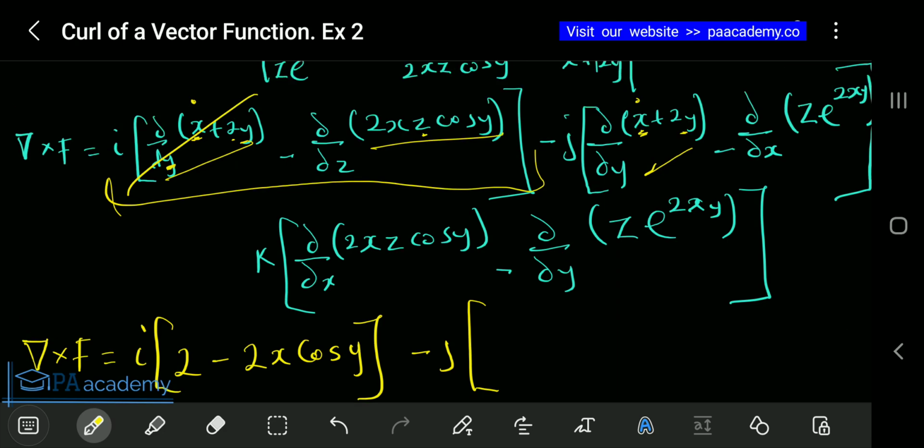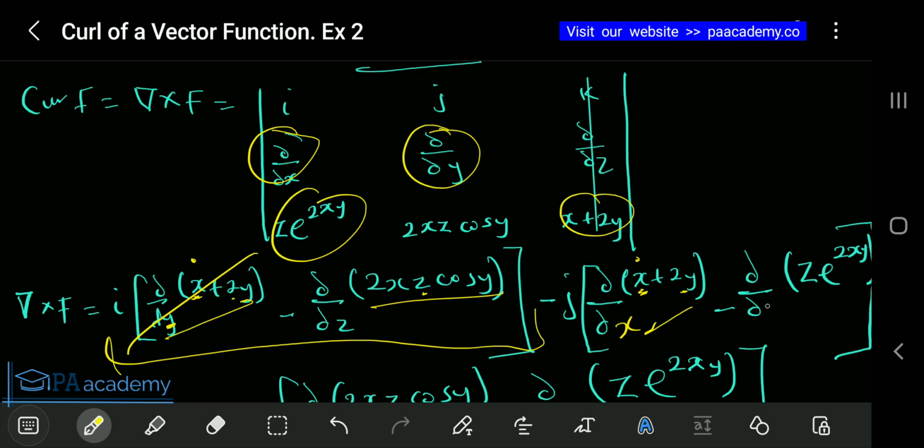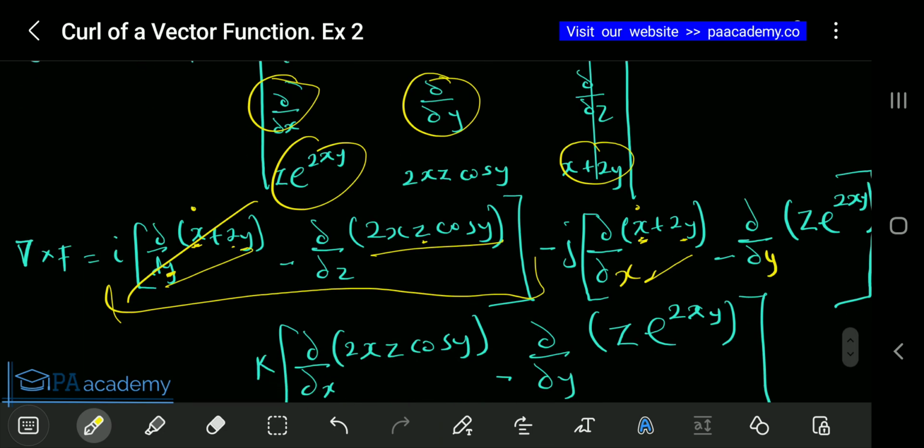Just in case you've seen it earlier, there seems to be a mistake somewhere here. For this j, when we are dealing with minus j, we are considering this and this. So let me quickly correct that: partial differential of x and y. This and this will multiply, and then we'll subtract the product of this and this. So this should be y. Exactly, so that's the modification there.